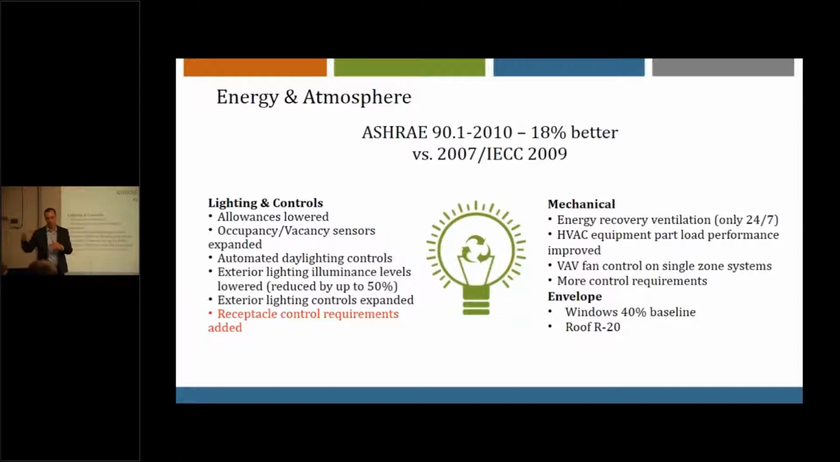Or LEED version 4 gold or whatever they're trying to achieve. The main performance enhancements of 2010 were controls, a ton more controls on the electrical side: automatic daylighting controls anywhere you have glazing, occupancy sensors and vacancy sensors in pretty much every space type. And then also receptacle controls, which was a big one, with mandatory receptacle control requirements. 50% of switches in offices need to be controlled by the occupancy sensor.